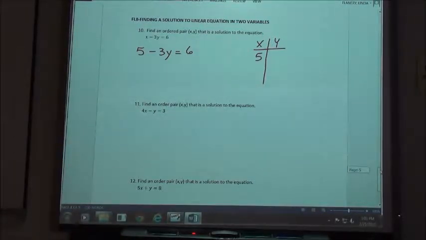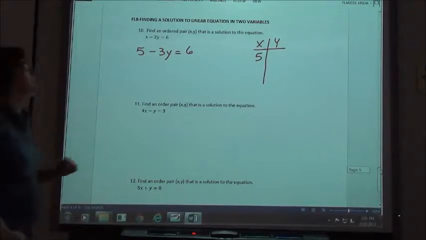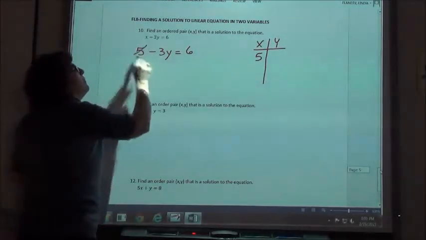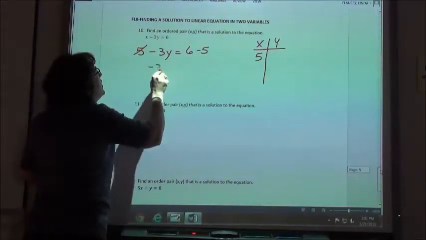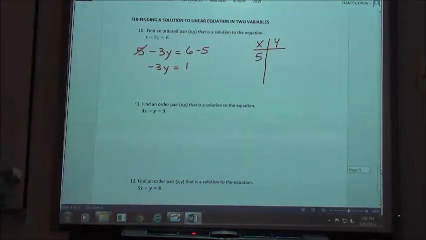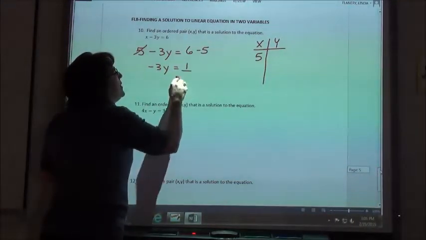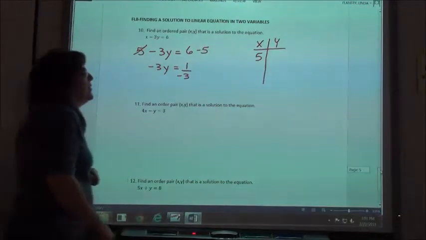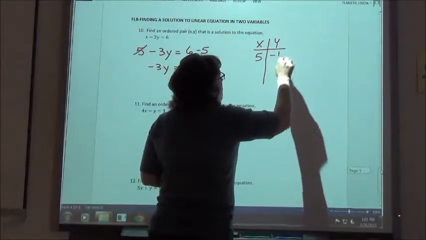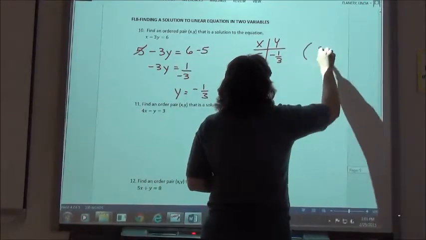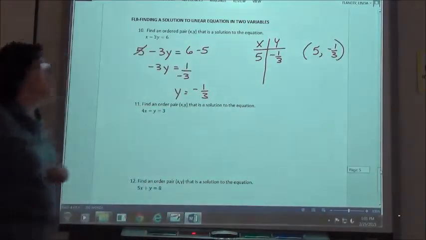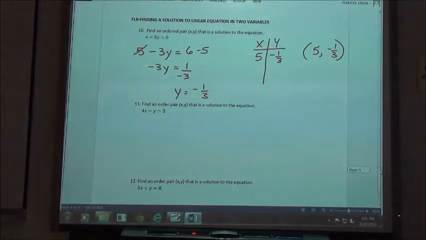How do I solve that? Minus the 5 from the 6, so negative 3y equals 1. Then I'm going to divide by negative 3, right? So y is going to equal negative 1/3. So my ordered pair solution would look like this because we write it as a point. When x is 5, y is negative 1/3.